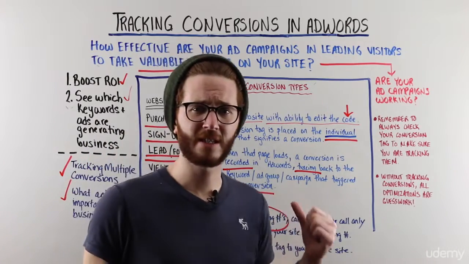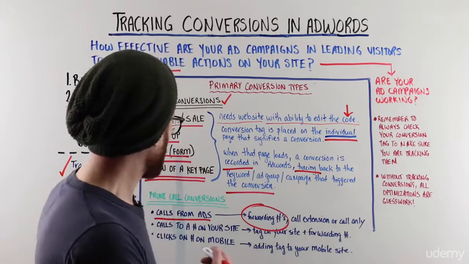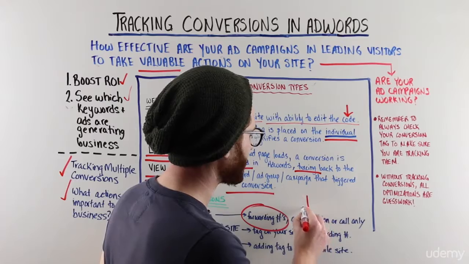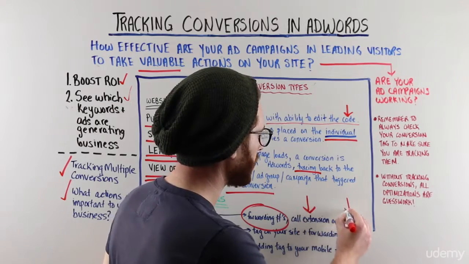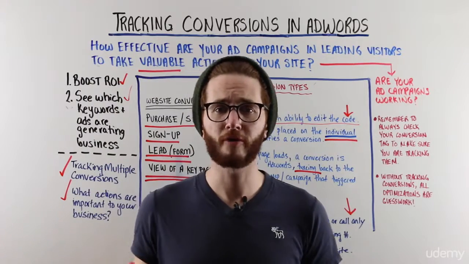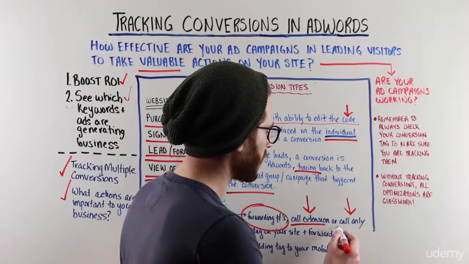And when somebody dials the number they see, it gets forwarded to your main office number, whatever number you choose. In order to track these calls from ads, we have to have either call extensions enabled or a call-only campaign running. There's two different ways we could have a call from ad being tracked. That is, if we have a call extension or a call-only campaign.